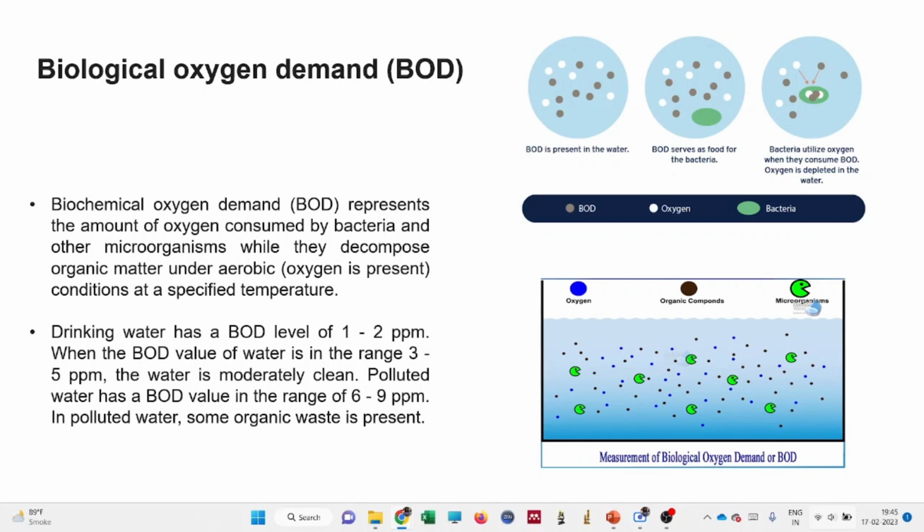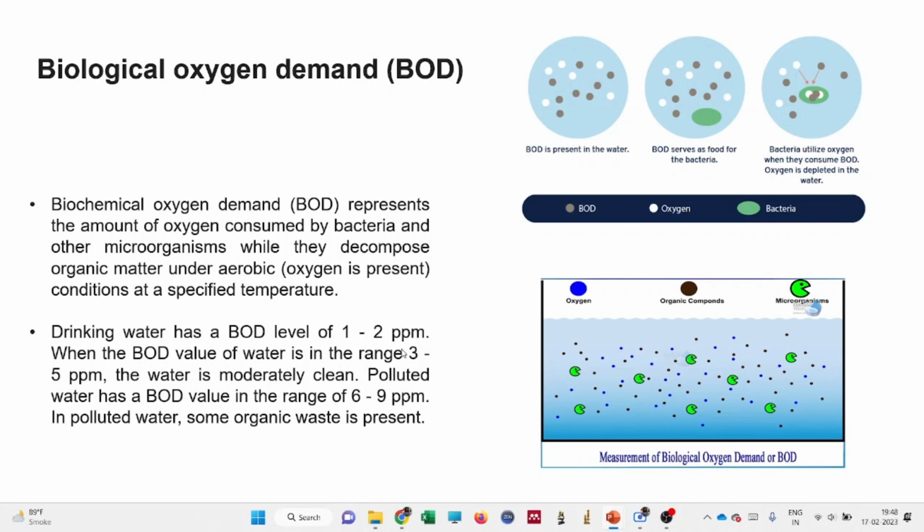In polluted water, some organic waste is present. So you can see, the higher the BOD value, the more chances of organic waste being present in that particular water. On the sketch over here, white is oxygen. More and more oxygen is being consumed by the microorganisms present in the water. That leads to the demand for oxygen, which is schematically shown as white circles inside the big blue circle.